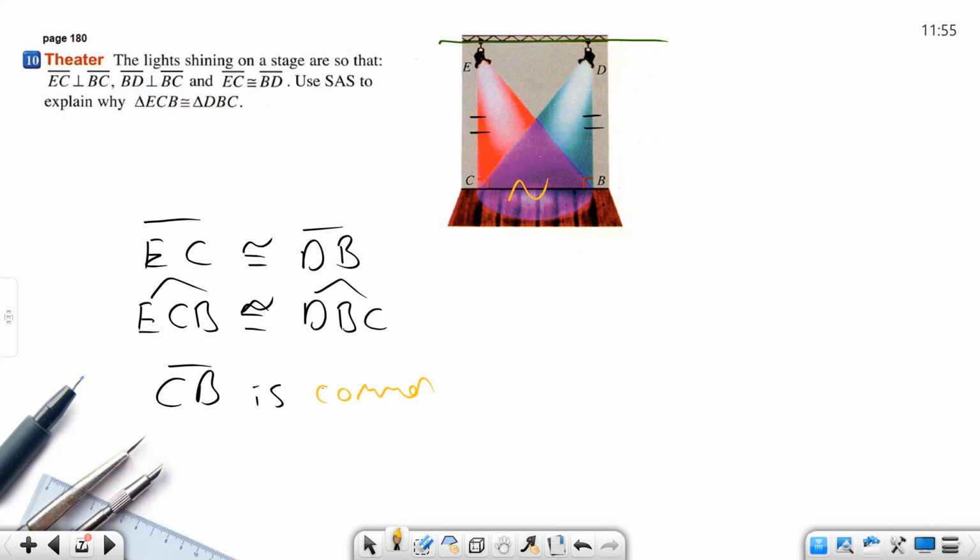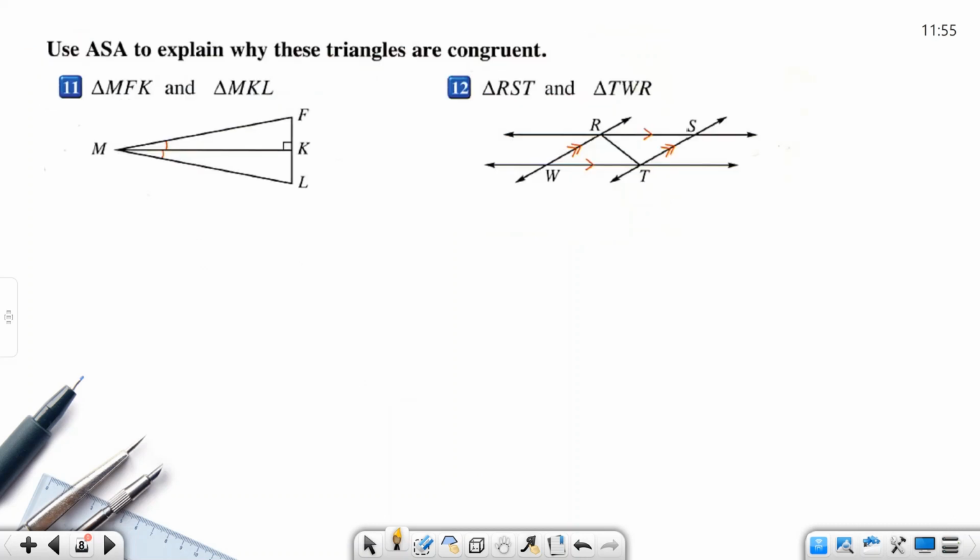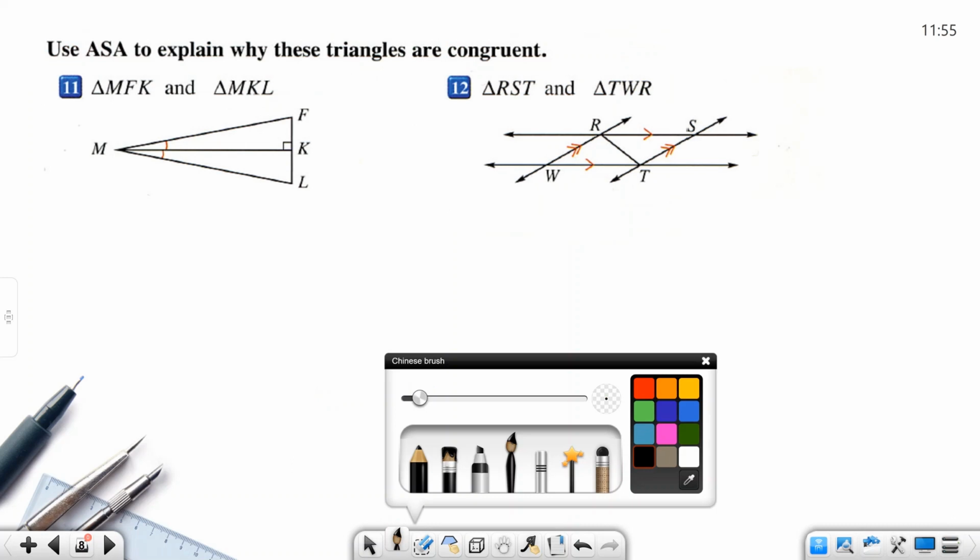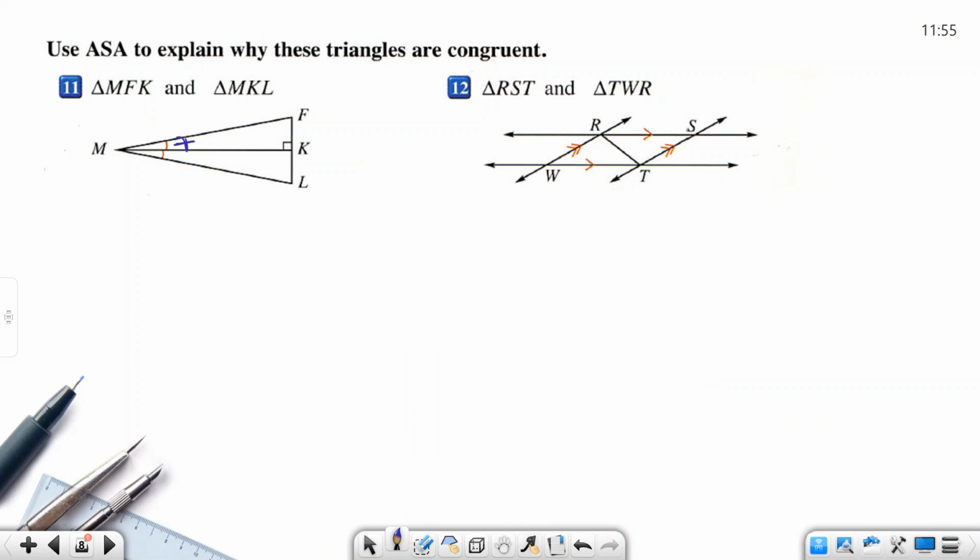Common side. So therefore, the triangles are congruent. Let's continue. New questions. It says use the angle side angle. I can say that one. This angle and this angle are congruent, and MK, the length side, is the common side.